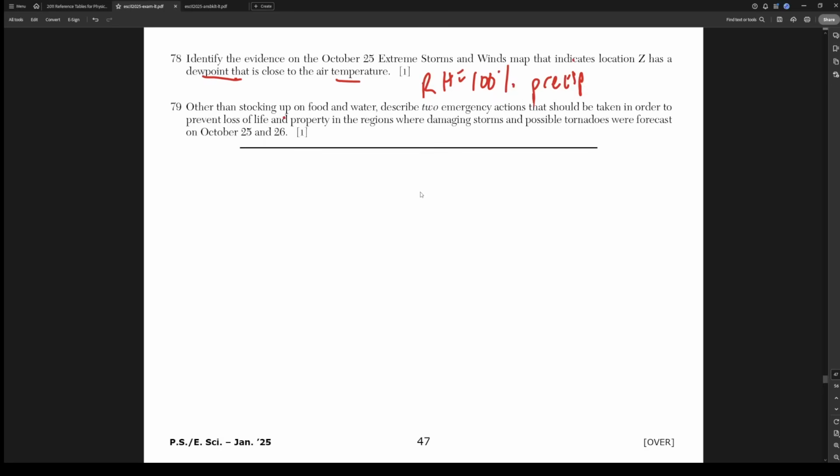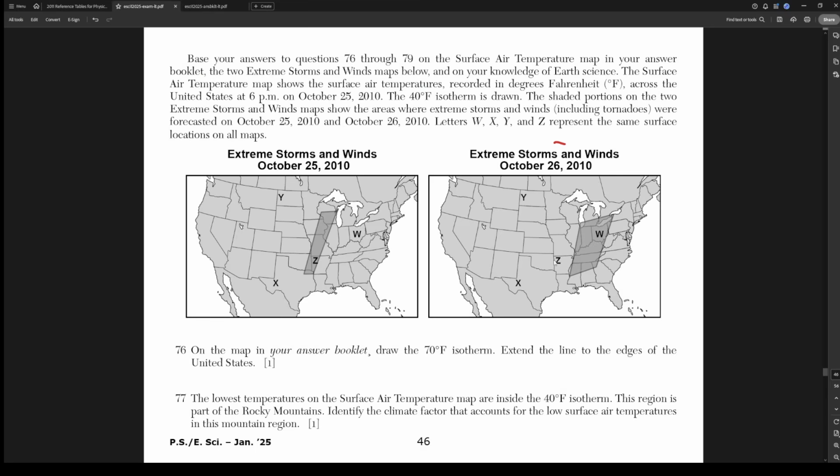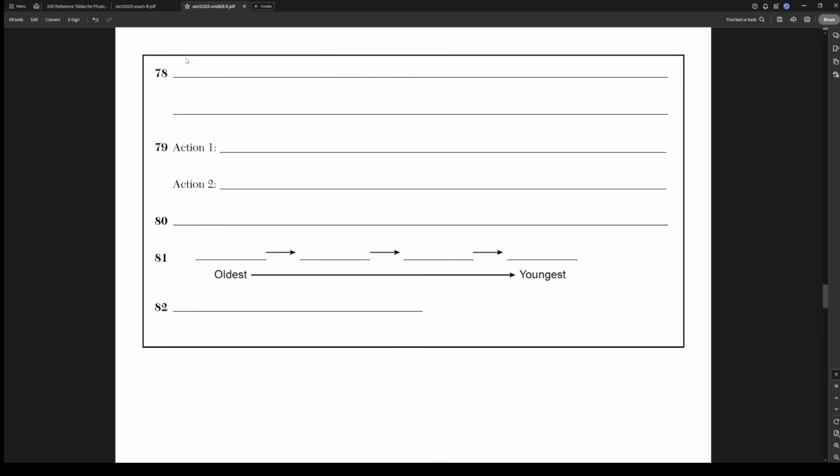October 25th, and we're looking at place Z. What's the shaded area mean? The shaded portions on the 2 extreme storms and winds maps show the areas where extreme storms and winds, including tornadoes, were forecasted. So Z is in the area where there's extreme wind? Z is in the shaded area? Is that literally all you have to write? Yeah, I mean, Z is in the extreme wind zone. Something like that.